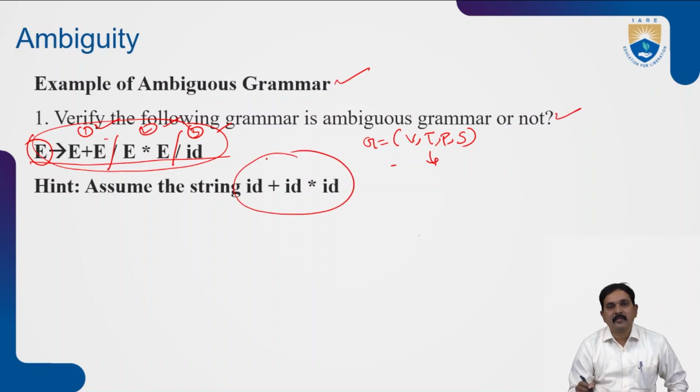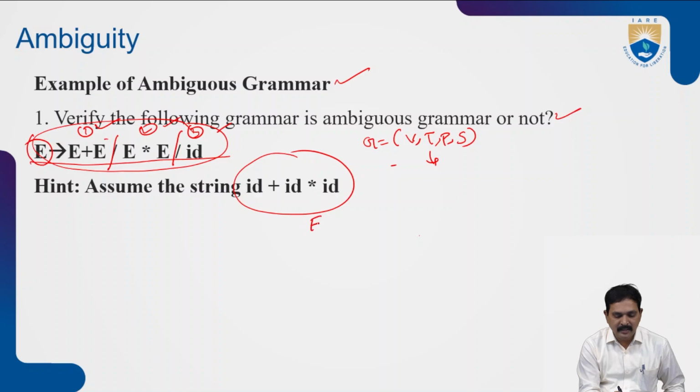If we can show more than one leftmost derivation, or more than one rightmost derivation, or more than one parse tree, then the grammar becomes ambiguous. So I am taking the string ID plus ID into ID, and for obtaining the same string I want to show different derivations. Then only will I prove this grammar is ambiguous.